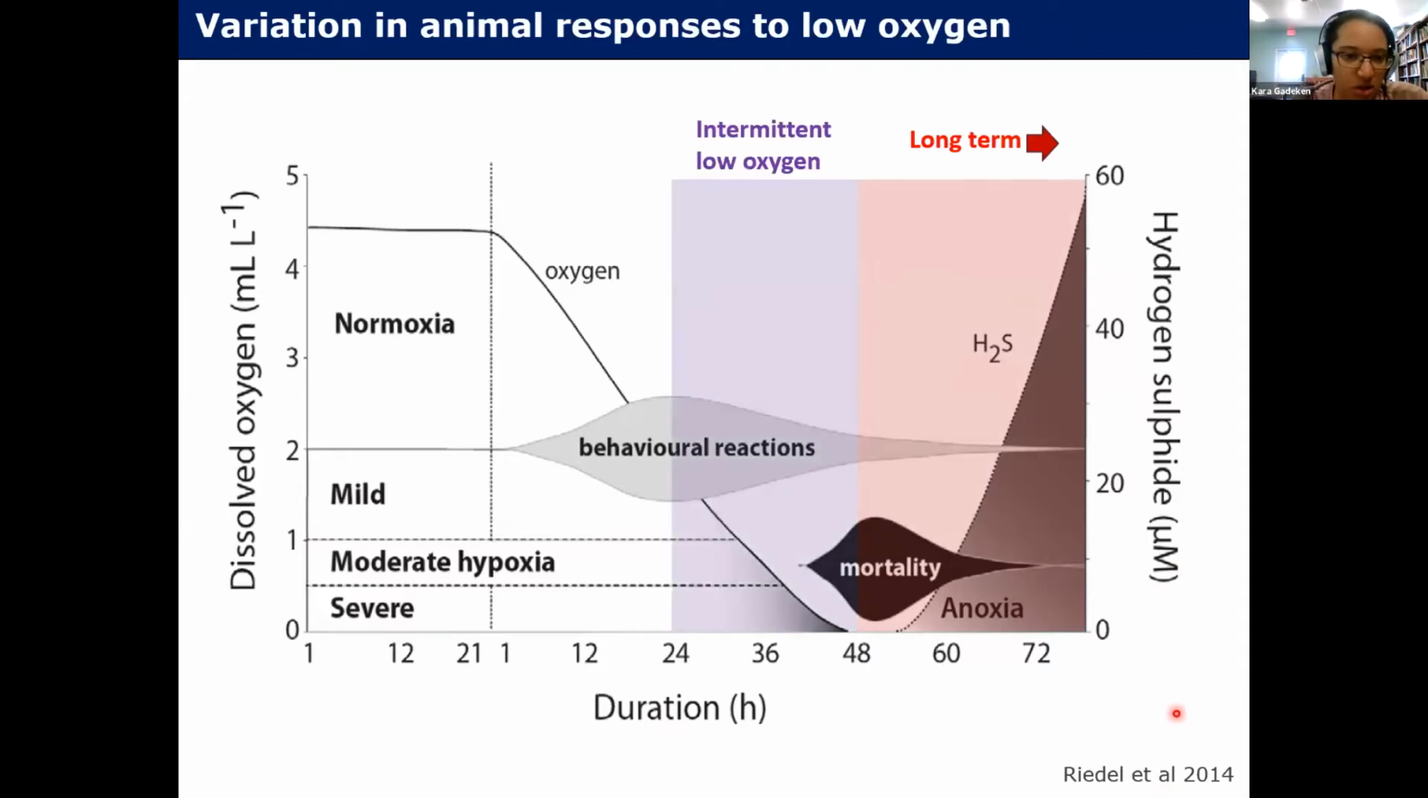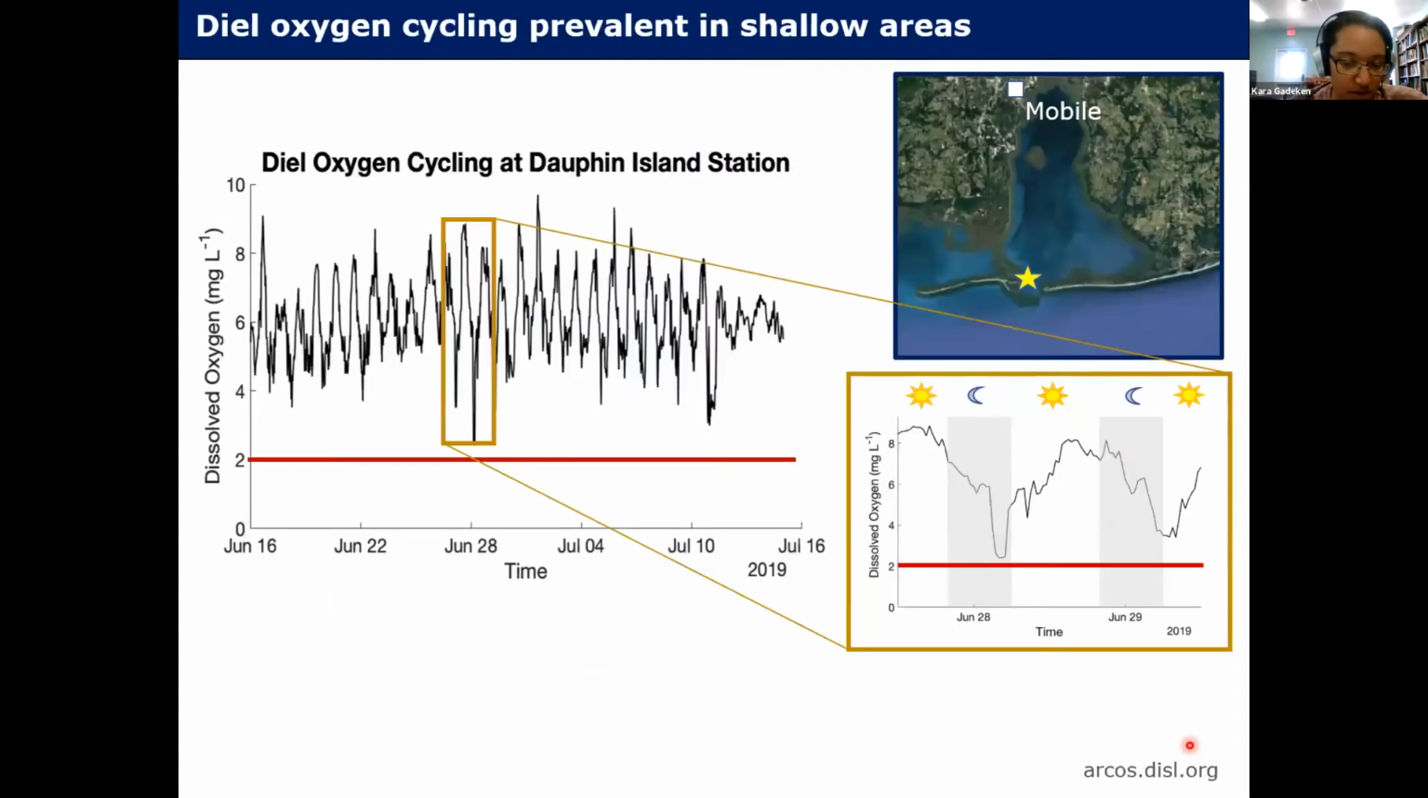There's kind of a middle area, which we will call intermittent low oxygen, where we get severe behavioral reactions where oxygen is low for maybe a couple days. But then we have the Diel cycle. And the Diel cycle may be affecting animals sublethally, not causing mortality, not killing them off, but causing changes in their behavior that may drive changes in SOD. And these behavioral changes may be different for different types of infauna. And we know that Diel cycling is really common in these productive shallow waters.